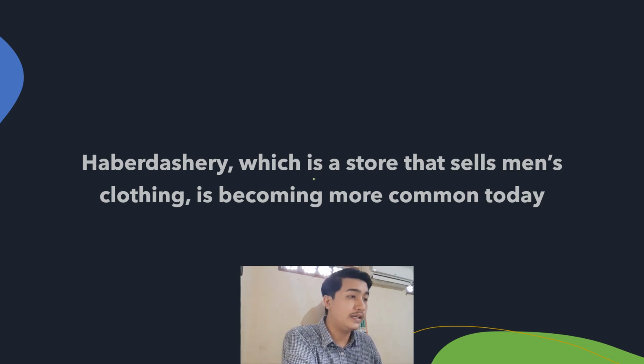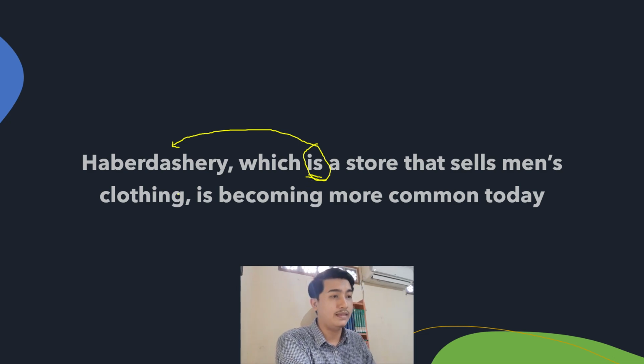The verb is here, links haberdashery here. So the verb is here, explain haberdashery. That is definitions or explanations context clue.